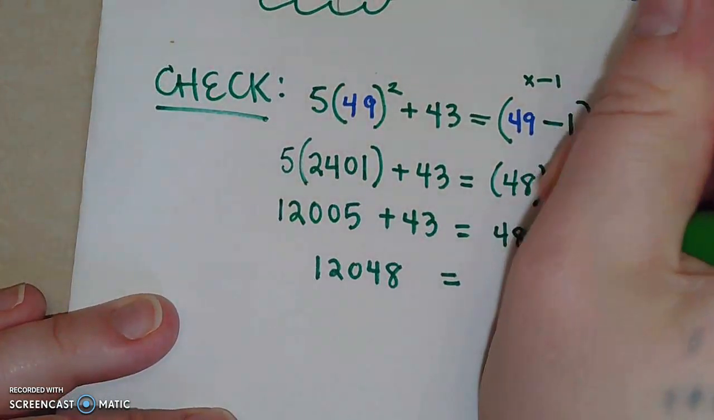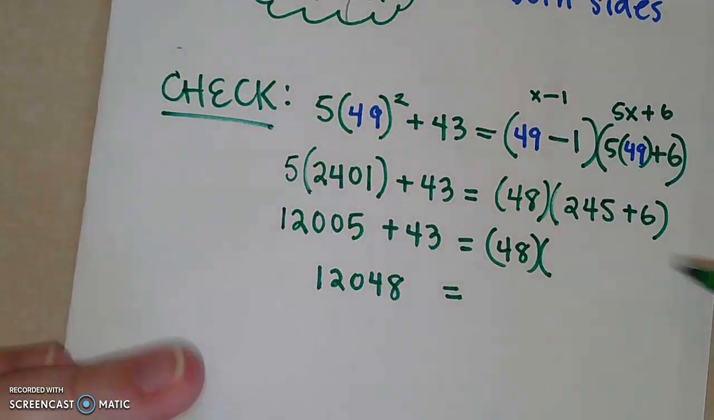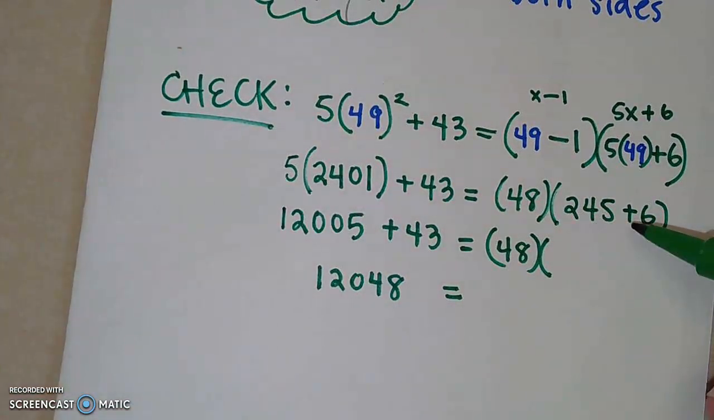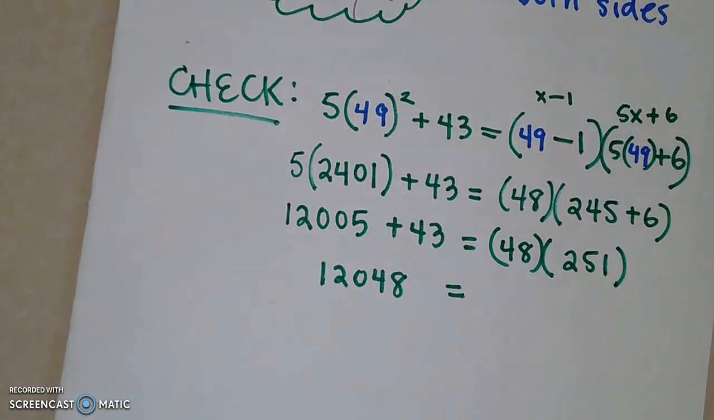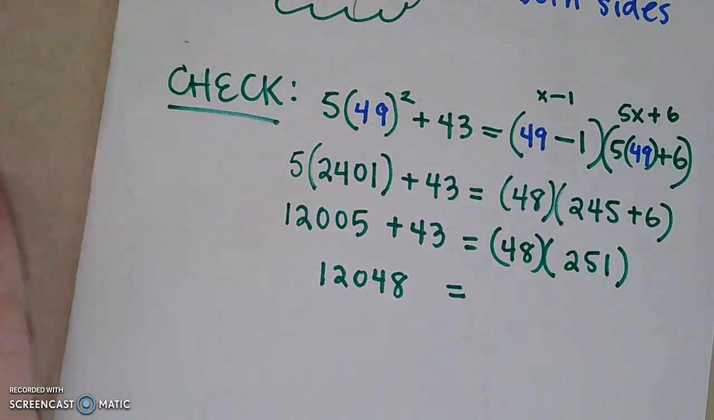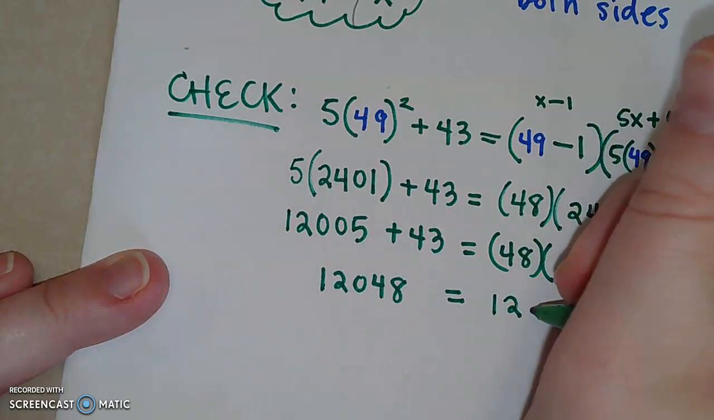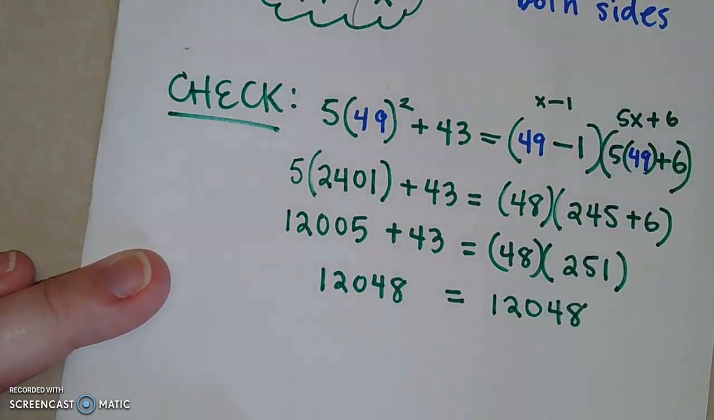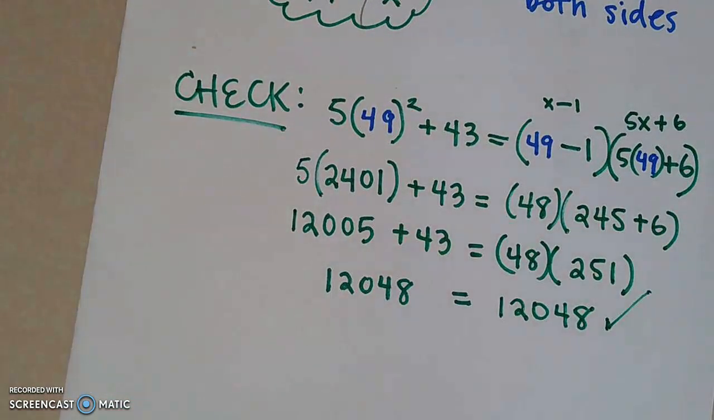So first thing is this 48 times, and let's add that together. 245 plus 6 will give us 251. And remember, these two parentheses are being multiplied. So 48 times 251 is giving us 12,048. Checks out. So even though these are big numbers, let's not be too intimidated by them.